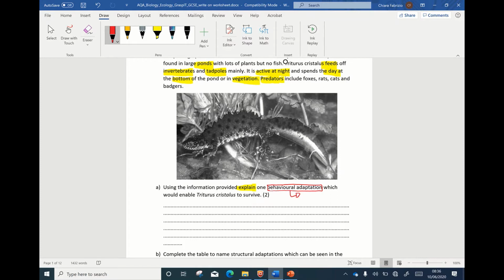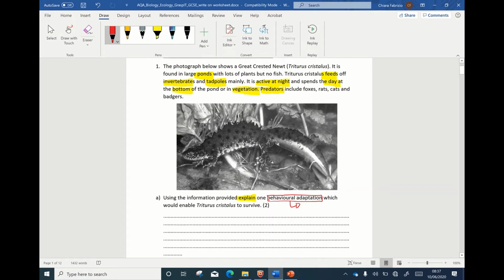The behavioral adaptation is a way that the organism behaves. It says it in the name. So for example, it could be using tools, its hunting behavior, or if it's a plant, the direction in which it grows to get the most sunlight. So that's the way it behaves in order to survive.